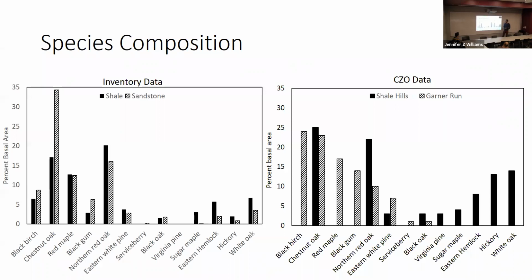Okay, I'm trying to put this up to have the comparison between Shale Hills and Garner Run, but then also the comparison to the whole forest. And hickory, oak, and hemlock. Hickory, white oak, and I know, hemlock. Yeah, right? And sugar. Sure, none of that at Garner. So all those trees down there are not at Garner Run? Yep. Why?